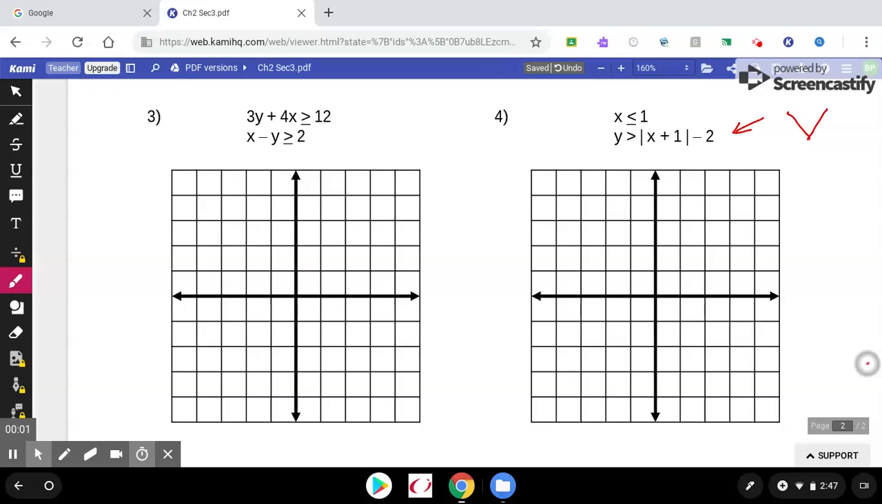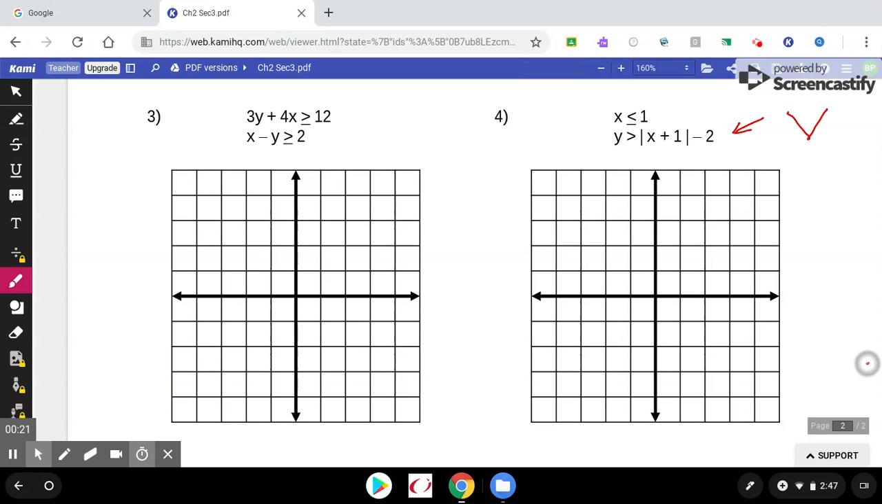Hey, this is part 2 video for chapter 2, section 3. And these are systems of inequalities. So not just one line that's been shaded, but two lines that have been shaded. If you watched the part 1 video, what we did was we would do each problem, shade each one as we went, and see where they overlap.